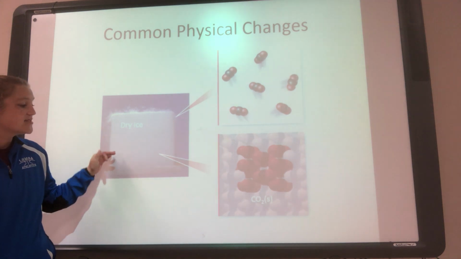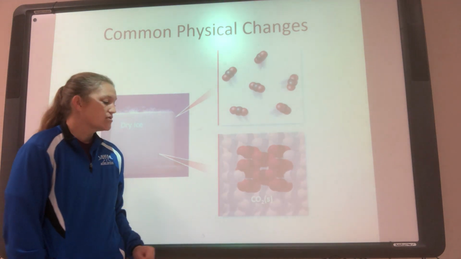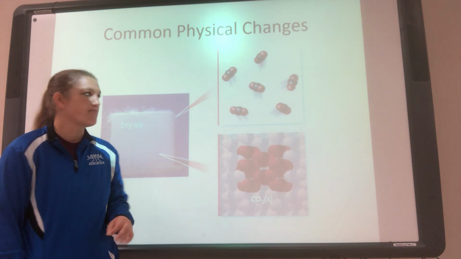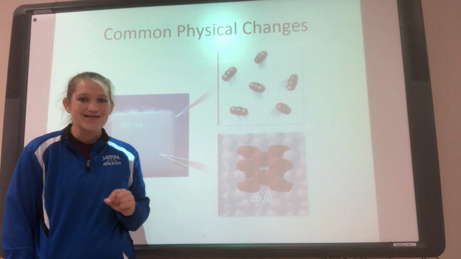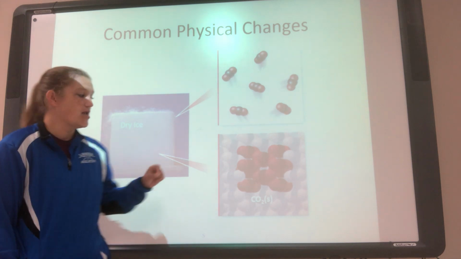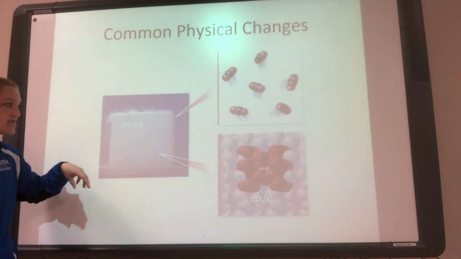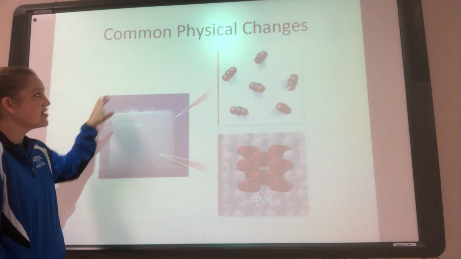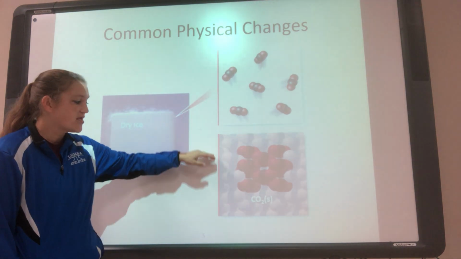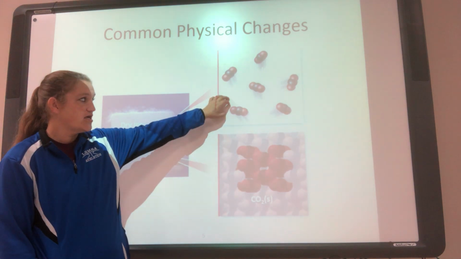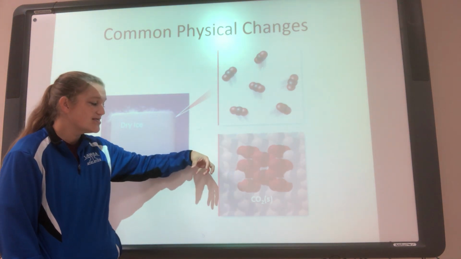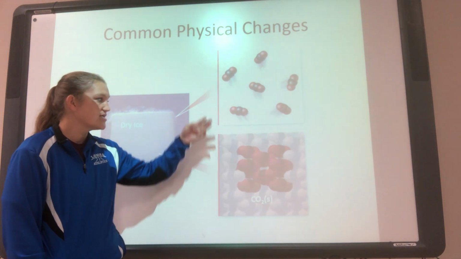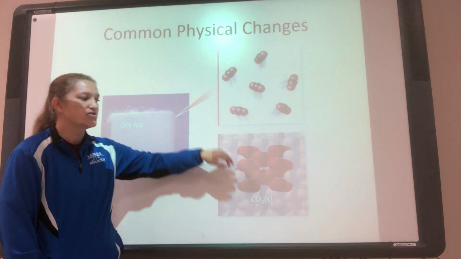Okay? So if I said CO2 is a solid, that would be a physical property. If I said CO2 is a gas, that would be a physical property. But if I said the CO2 is subliming or is changing to a gas, then that would be a physical change, because it's still CO2 here, it's still CO2. It doesn't change what it is, so it's not chemical, but it's an action. It's changing from one state to the other. So it's a change, but it's physical.